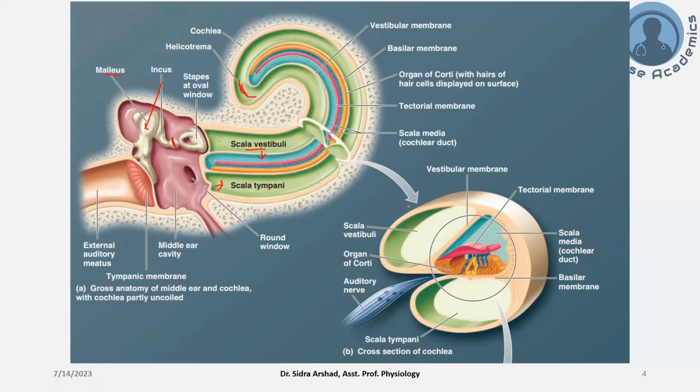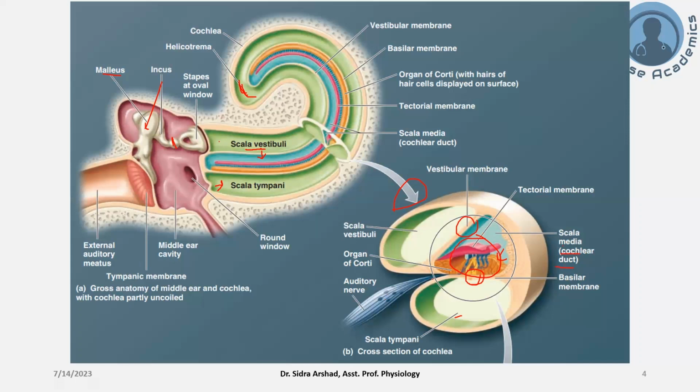There is another view of these inner ear structures: scala vestibuli, scala media, and scala tympani. These compartments are separated from each other by membranes. Between the scala vestibuli and scala media is the vestibular membrane. Between the scala media and the scala tympani is the basilar membrane. The basilar membrane is the membrane on which the organ of Corti lies. This right over here is the organ of Corti. So the scala media is rich in endolymph. It is also known as the cochlear duct.